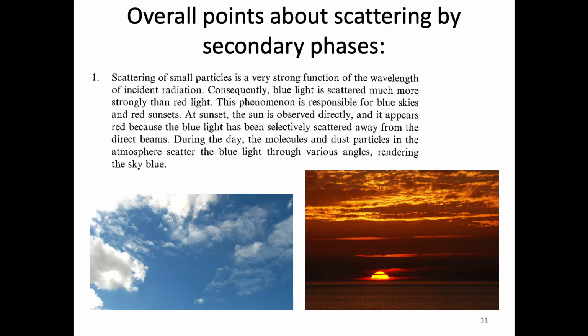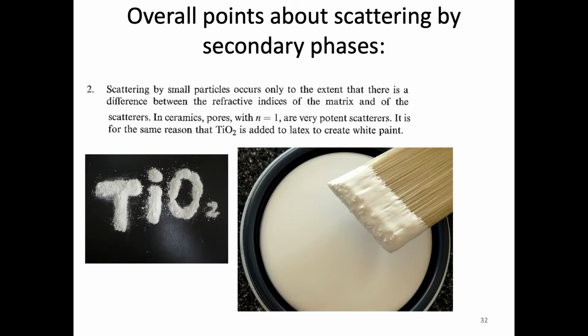Right? It's easier to scatter, and that's why we see that difference in those two. So secondary particles can cause this kind of scattering. Because of this, scattering by small particles or pores or anything like that is based on the extent of the differences between the refractive indexes of the materials. So, for example, pores, if they have an n of 1, are very potent scatterers.